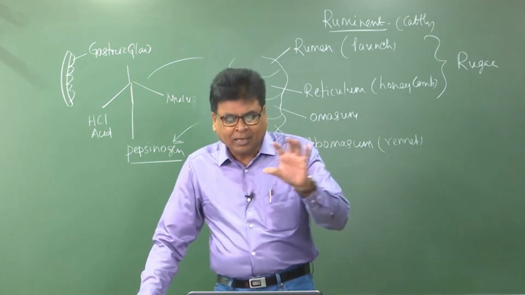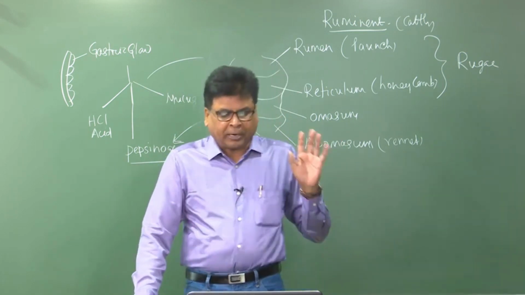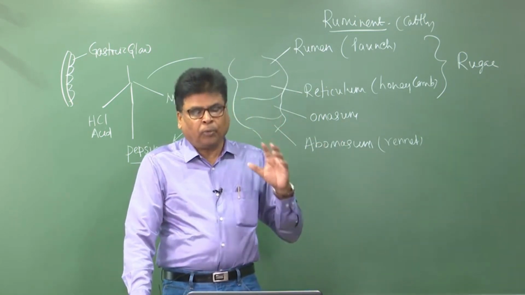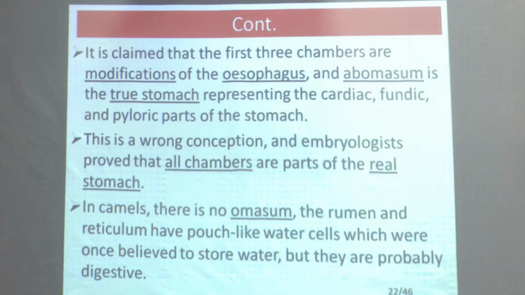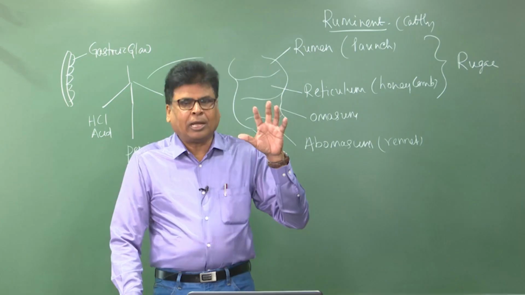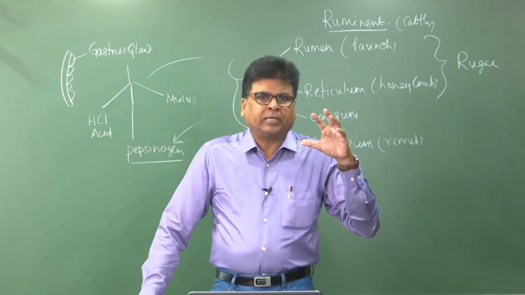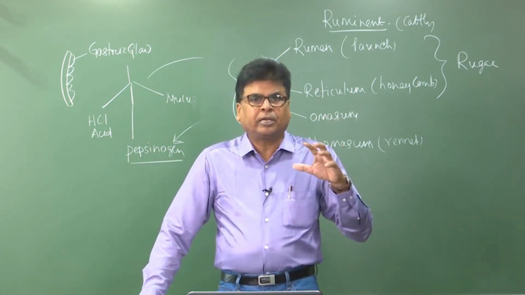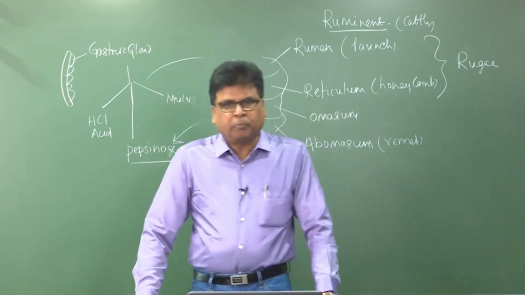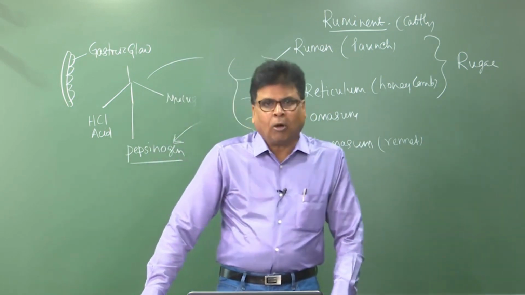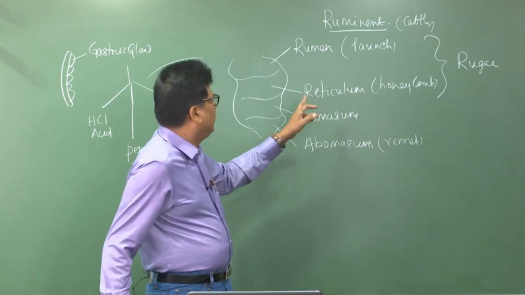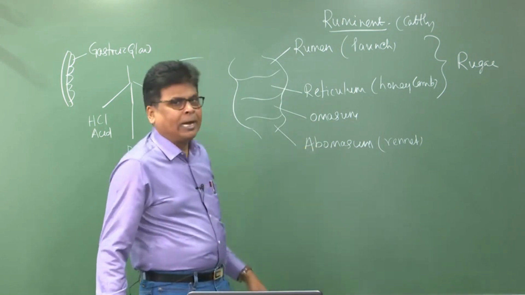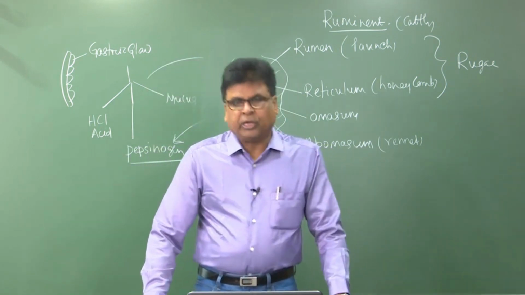So, this is the claim of the scientists, but practically this is not true, it is a wrong conception, and embryologists proved that all the chambers are parts of the real stomach. So, as per the observation of the real study, it is proved that all the chambers, that means the rumen, the reticulum, omasum and abomasum, are all the real stomach.